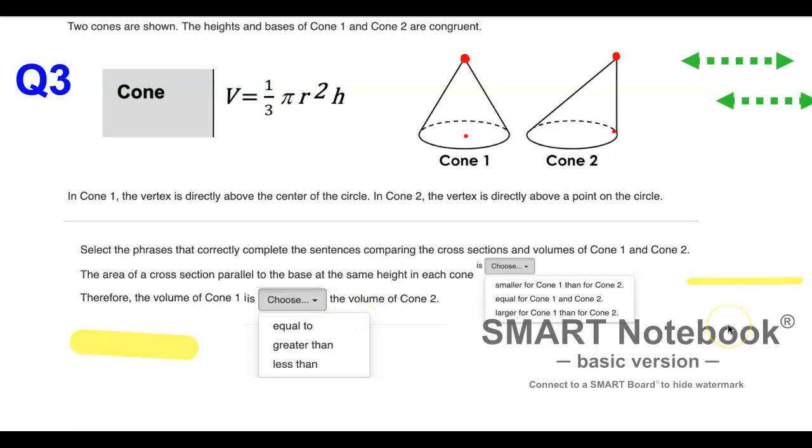Two cones are shown. The heights and bases of cone 1 and cone 2 are congruent. In cone 1, the vertex is directly above the center of the circle. In cone 2, the vertex is directly above a point on the circle.